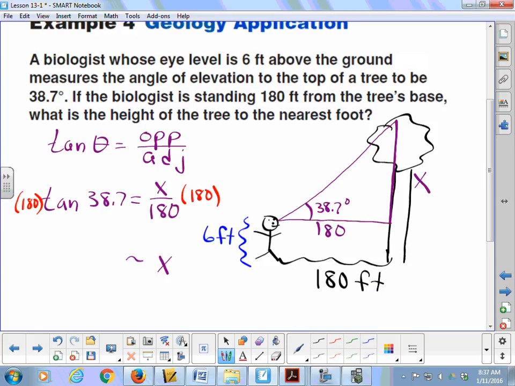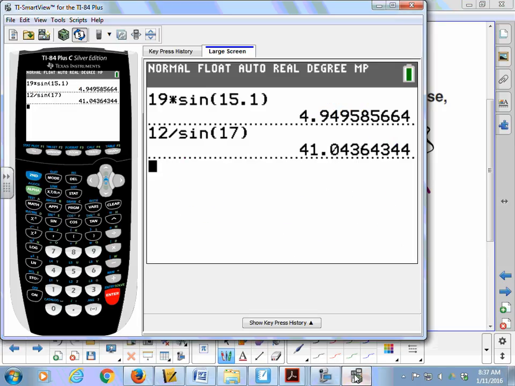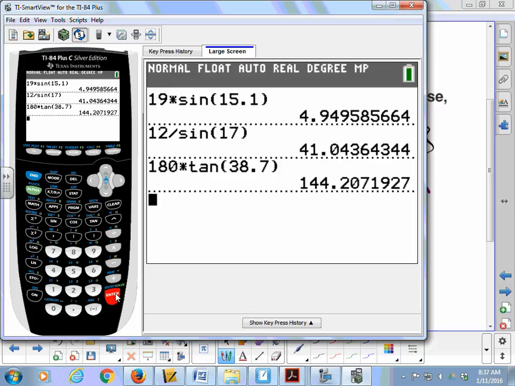And x is approximately, so we go to my calculator, 180, always put that number in first, times the tangent of 38.7. I don't have to type that number in first, but if I do tangent of 38.7 times 180 and forget the parenthesis, it'll be wrong because it'll include that 180 in the measure of the angle. Okay? All right, so 144.2.